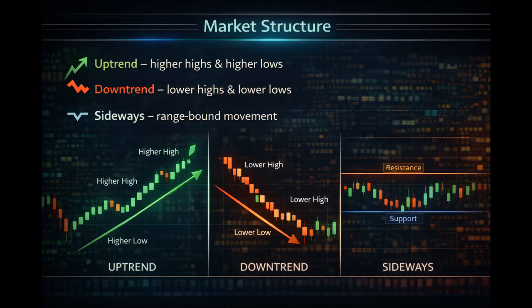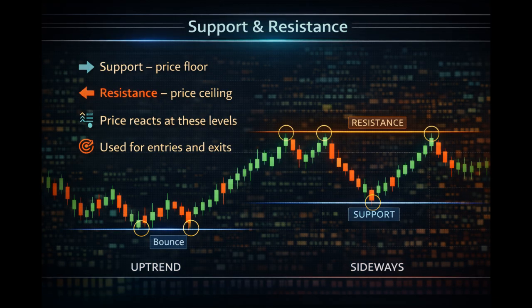Support and resistance. Support and resistance levels are key areas where price tends to reverse. Support. Support is a price level where buying pressure prevents further price decline. For example, Bitcoin may repeatedly bounce near $70,000. Resistance. Resistance is a level where selling pressure prevents further price increase. For example, Bitcoin may repeatedly fail to break above $72,000.